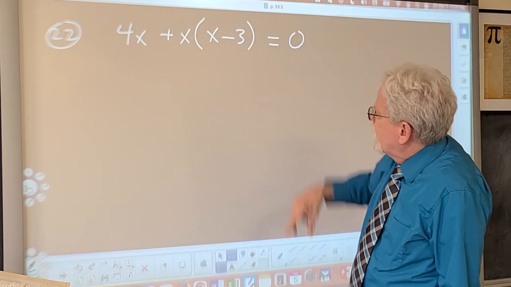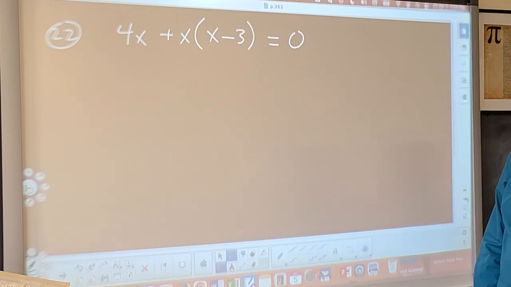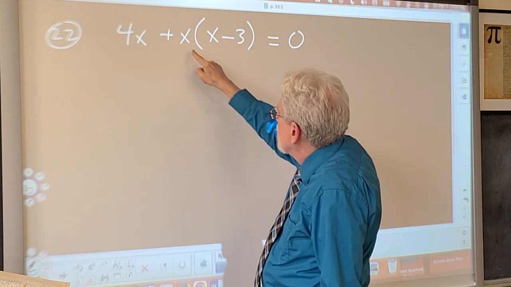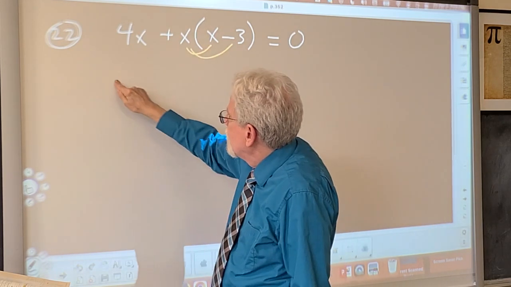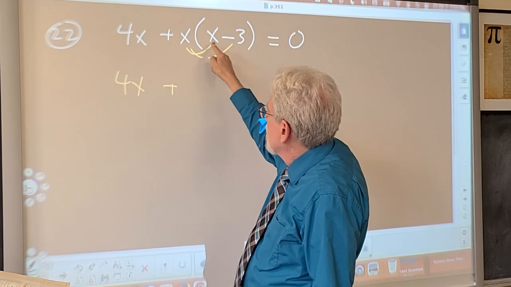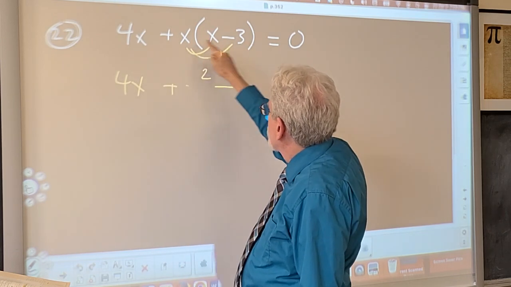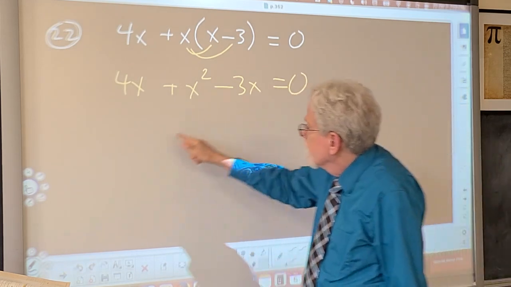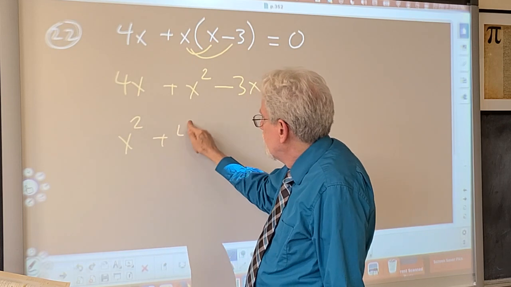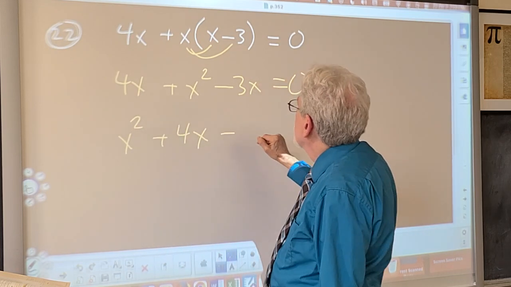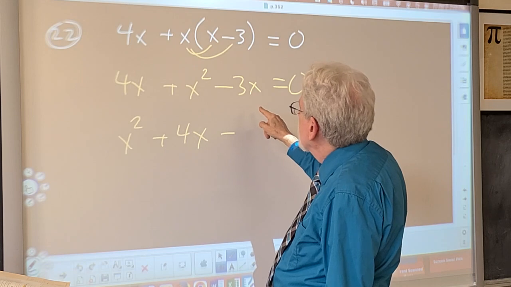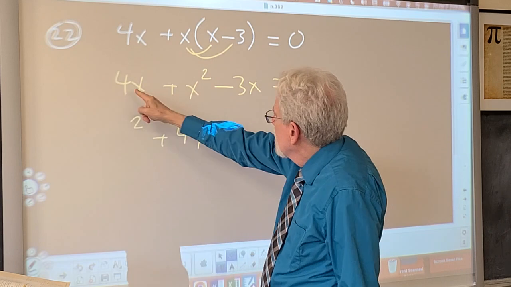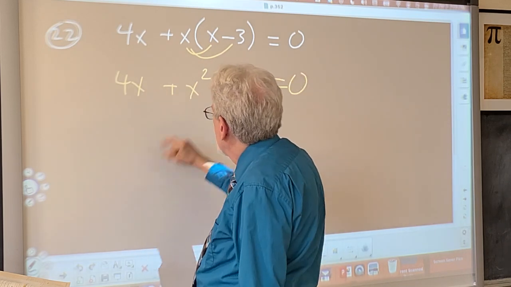Oh, look at this. What do we do with that thing? That doesn't look like a quadratic. But it is. We need to multiply this out. Distributive property. So we have 4x plus x squared minus 3x. Let's put it in the natural order so we don't get confused. x squared plus 4x minus 3x. Oh, that's interesting. We have 4x plus negative 3x. These become just plain x.